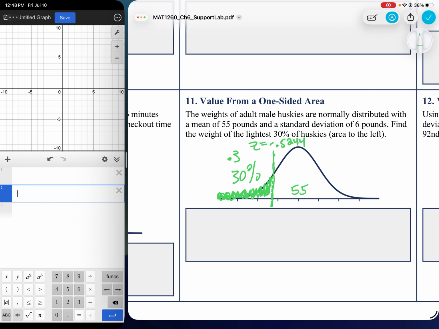So a z-score that is negative 0.5244 standard deviations below the mean will represent 30% of the data as a left tail. So now we can plug this into our formula where we can find the specific data point, the specific weight of a dog that will represent the lightest 30% of huskies.